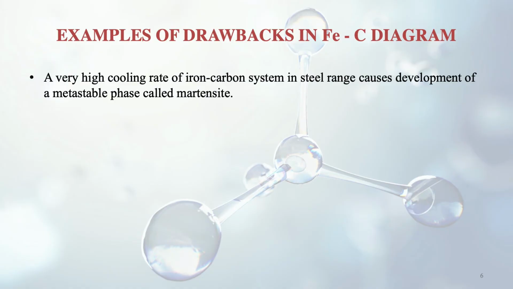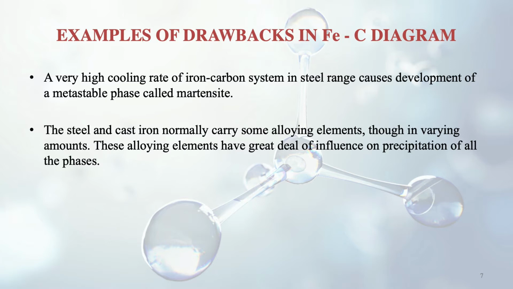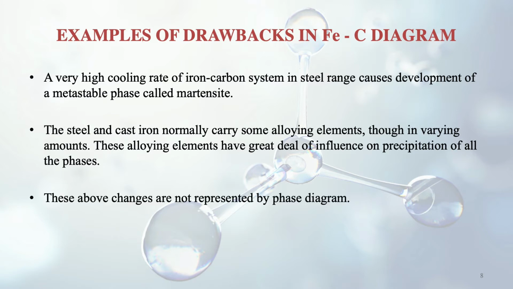Suppose there is a very high cooling rate of the iron carbon system in the steel range, then it causes development of a metastable phase called martensite. That martensite was not shown in the iron carbon phase diagram, so that was one drawback. The second is that steel and cast iron normally carry some alloying elements, though in very varying amounts. These alloying elements have a great deal of influence on precipitation of all the phases. So these changes were not represented by the phase diagram.